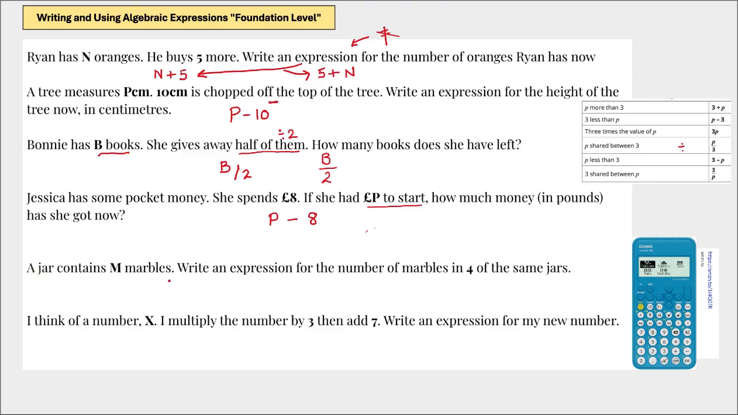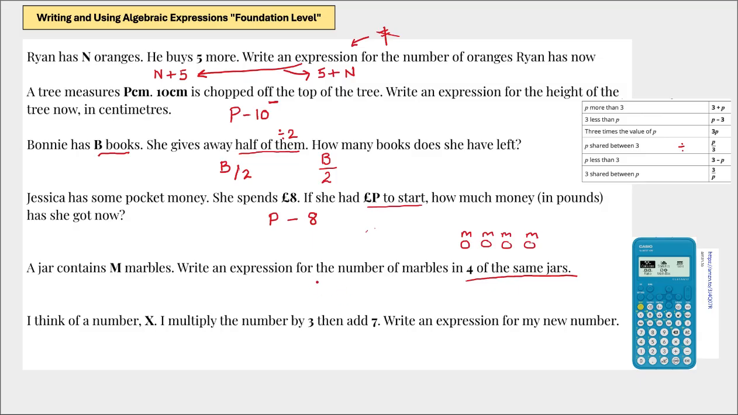A jar contains M marbles. Write an expression for the number of marbles in 4 of the same jars. I'm repeating that because what that's telling us is there's 4 jars in total. A jar, a jar, a jar, a jar. Funny looking jars, but the jars are all the same. And they all contain M marbles. So there you go. Four jars, all got marbles in. So you've got to write an expression for that.